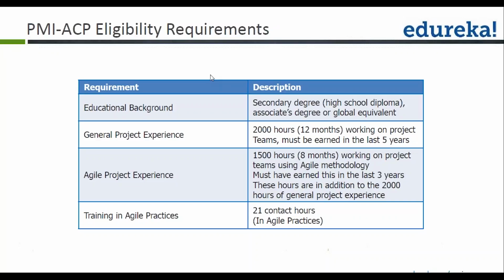And the last criteria is you should have attended a training in agile practices, and the minimum training requirement is 21 contact hours. This program is giving you a training of 24 contact hours. So as far as I can see here, you are meeting the eligibility criteria, whatever is listed here. Any questions on this?